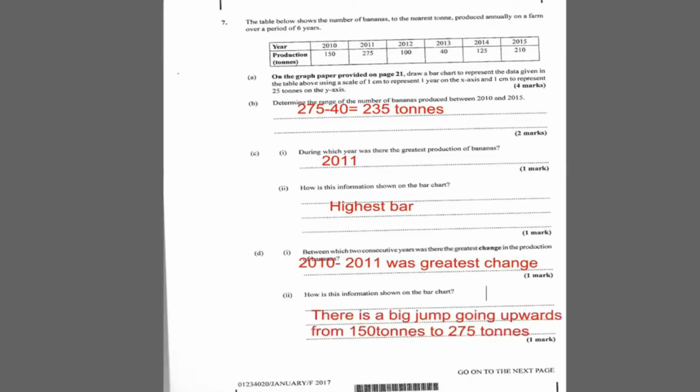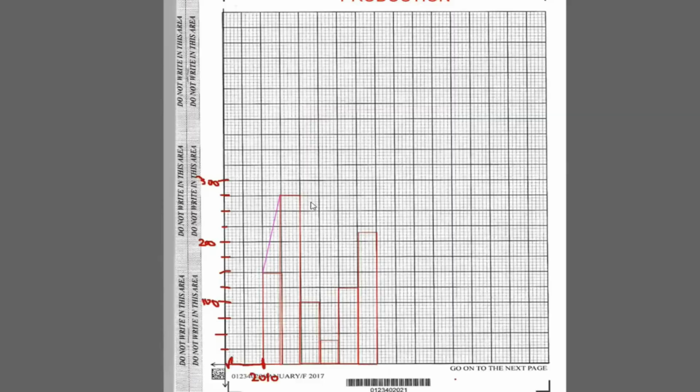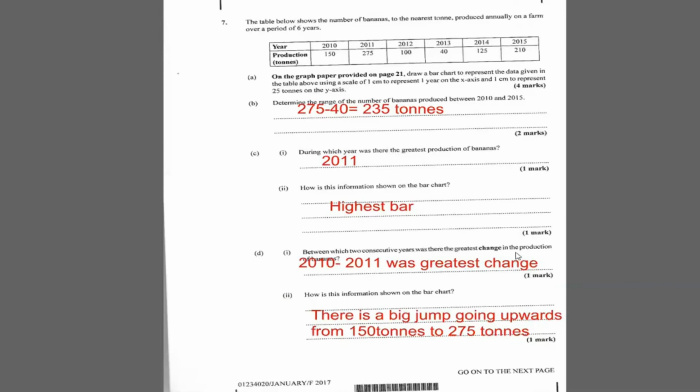Look at that big jump going up. There's no other jump that is that huge. Look at every other jump. From 2014 to 2015, not as big as this jump. From this to this, not as big as this jump. And this one is going down by far. So that was the greatest change in production.